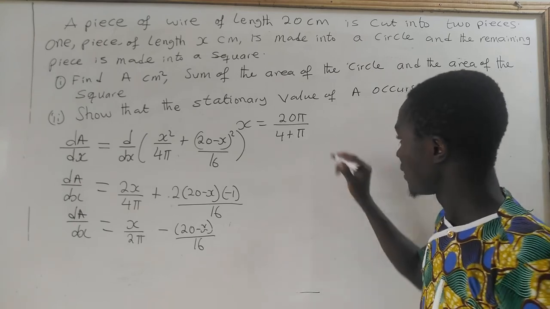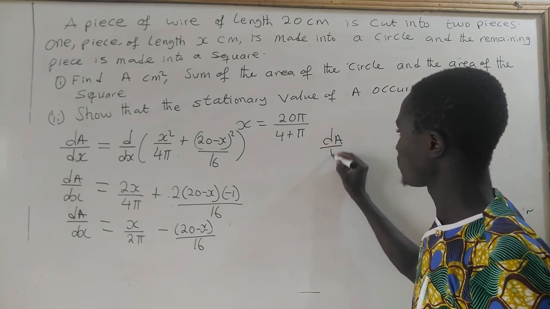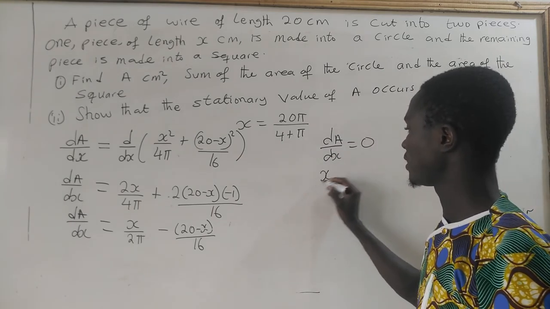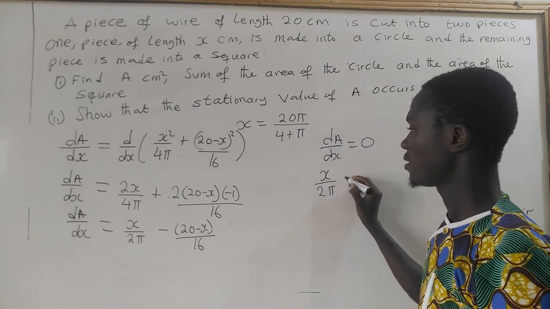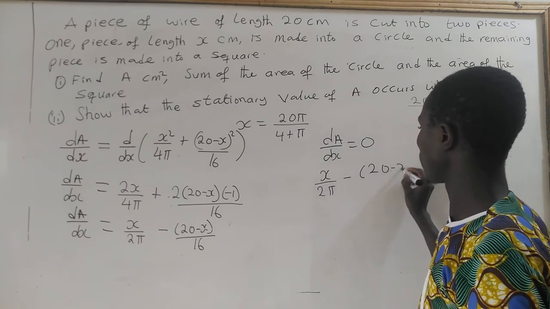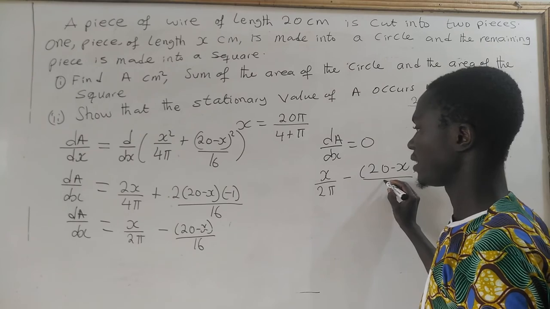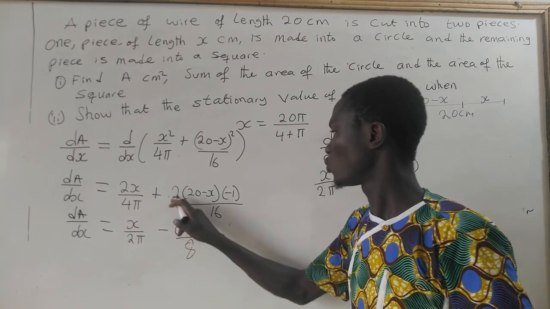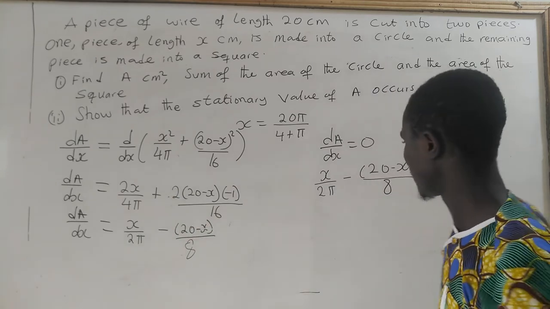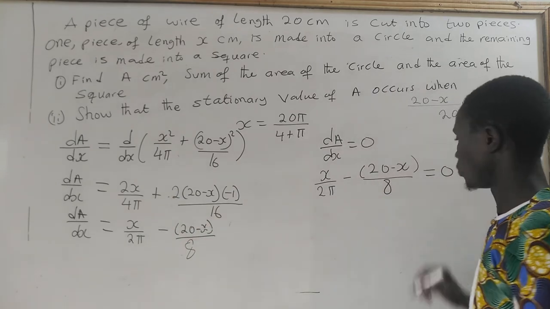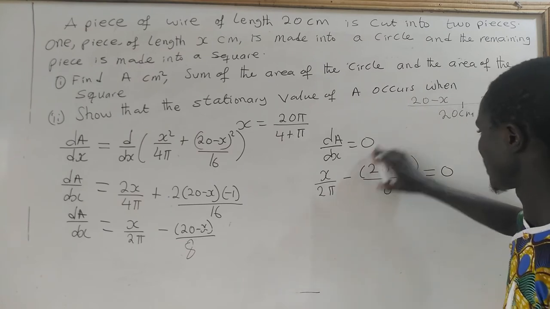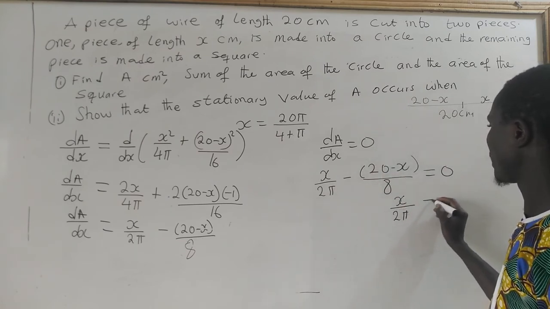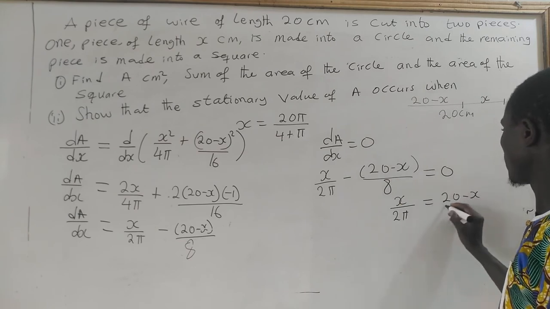Now, the derivative of A with respect to x is equal to 0 at the stationary point. So we take x divided by 2 pi minus (20 minus x) divided by 8 rather, 2 goes into 16, 8 times, equal to 0. Now, let's send this one here. We have x divided by 2 pi equal to (20 minus x) divided by 8.